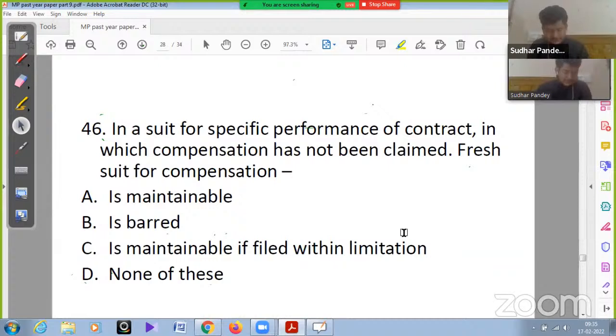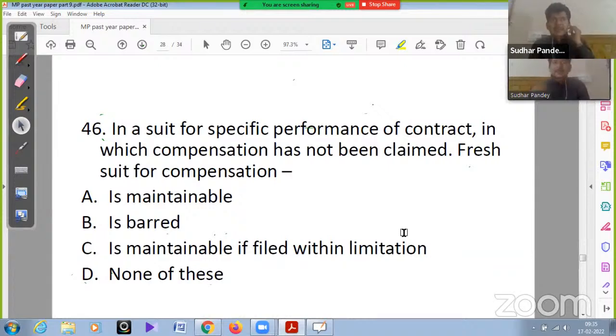Question number 45, Ankita Gupta ji is saying B. Question number 45, its correct answer is yes, B for Bangalore. Question number 46, what should be the correct answer for 46? In a suit for specific performance of contract in which compensation has not been claimed, the fresh suit for compensation is A, maintainable, B, is barred, C, is maintainable if filed within limitation, and D, none of these. So 46 ka correct answer is B for Bangalore, that is barred.